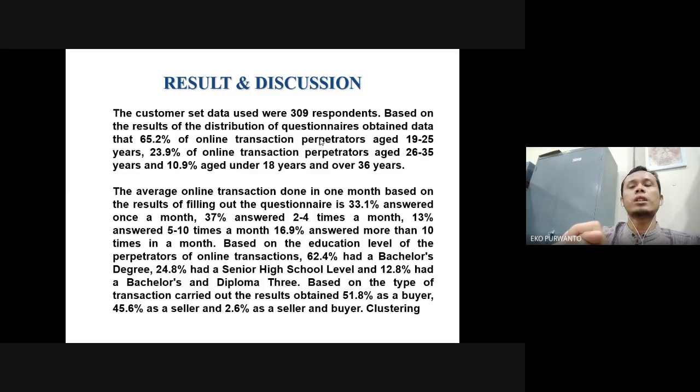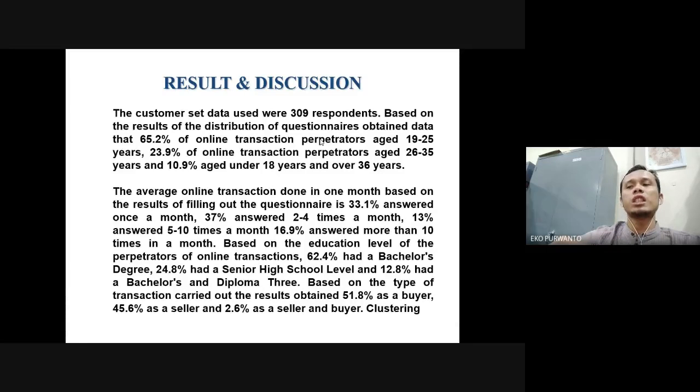The average online transactions done in 1 month, based on the questionnaire results: 33.1% answered once a month, 37% answered 2 to 4 times a month, 13% answered 5 to 10 times a month, and 16.9% answered more than 10 times a month. Based on education level, 62.4% had a bachelor's degree, 24.8% had a senior high school level, and 12.8% had a diploma 3.